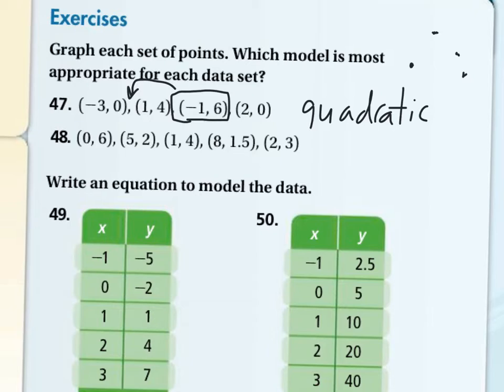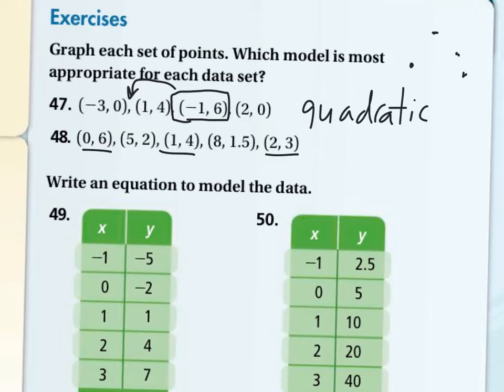48, same idea. If you just graph those points, again, they're not in order by any means. We do have a 0, 1, and 2, so that's probably enough. You could just take those points that are in a row if you wanted to analyze the differences of the y values. You could do that.